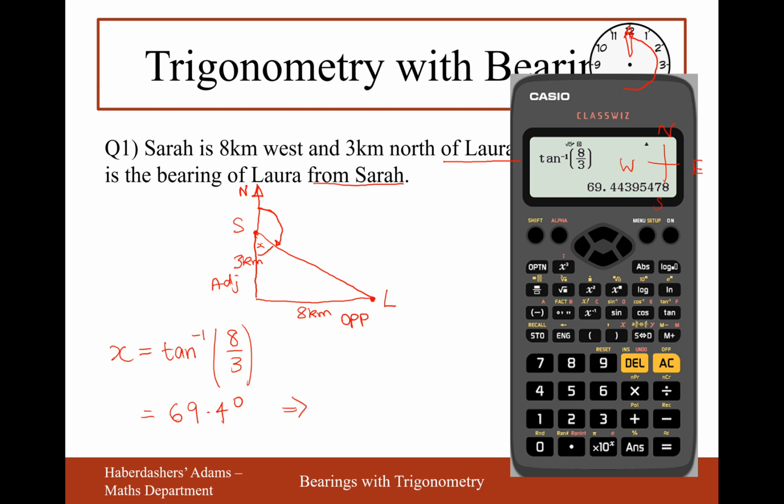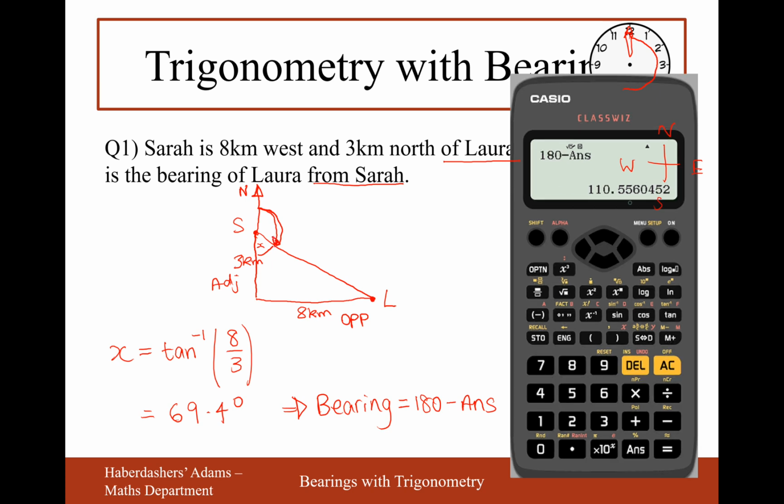degrees. But that's the angle for x inside my triangle. The actual answer to the question is going to be 180 minus answer, because it's the angle of rotation round from north to the line that goes towards Laura. So then 180 minus answer on the calculator. Now round it to 3 figures, it'll be a 111 degree bearing. So there we are, that's the answer to this question. Now you could have done this question slightly differently, but you should always get the same answer of 111.